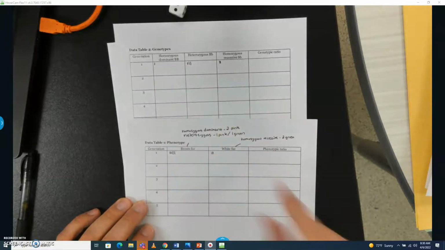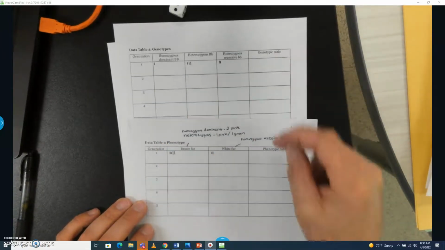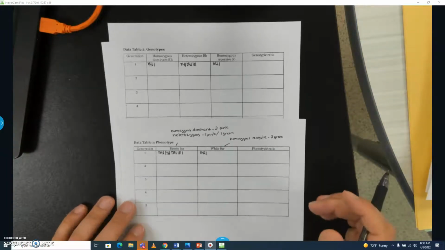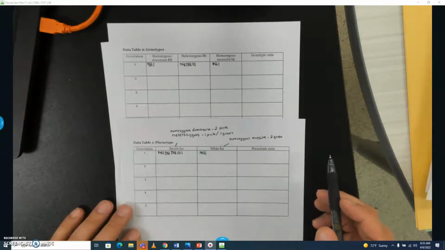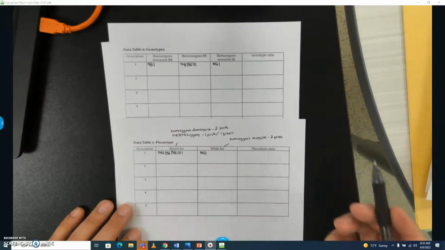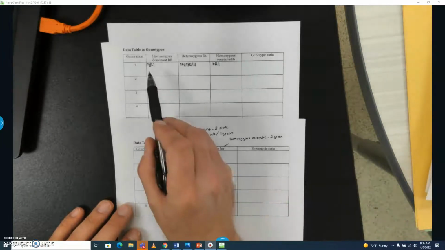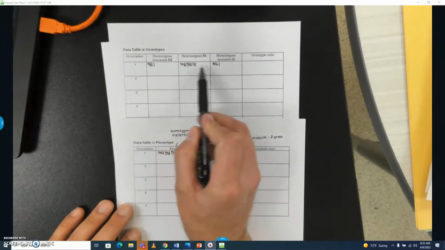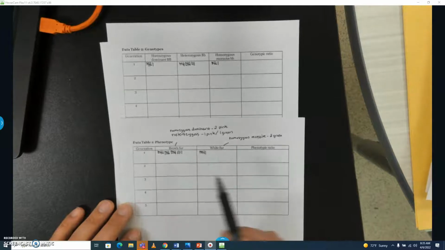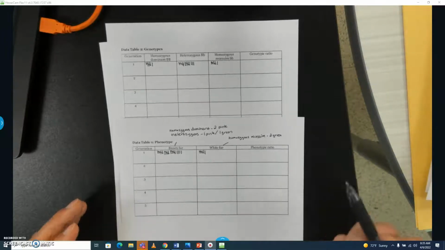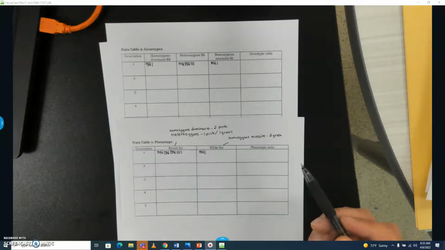I'm going to pause this video, complete the collection of my data, so that I can show you how to do the genotypic and phenotypic ratios. All right, so now I have my data for the first one, and you do want to double check, make sure that you didn't miss anything. We should have 25 mice in this generation because we had 50 beans. So if you add these tallies all up, it should come to 25. Same with these ones down here, mine do. So I'm good, I'm going to proceed. You should probably check that.